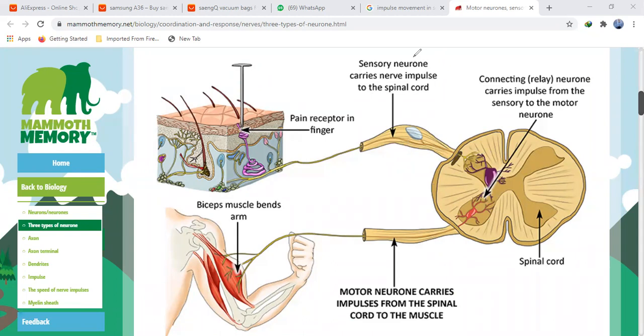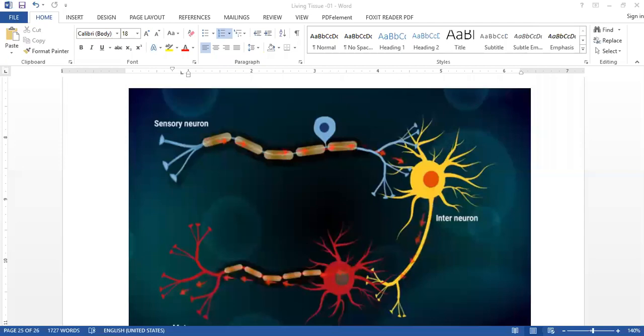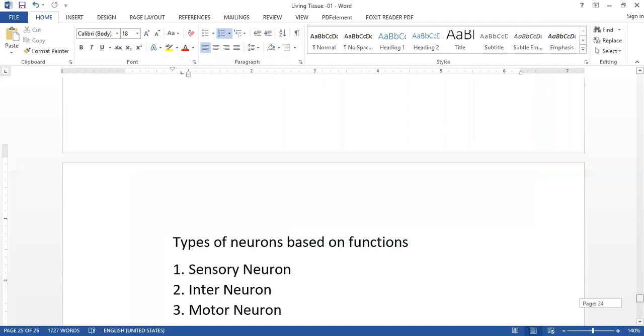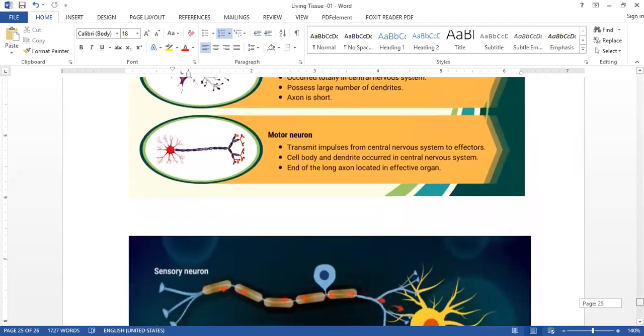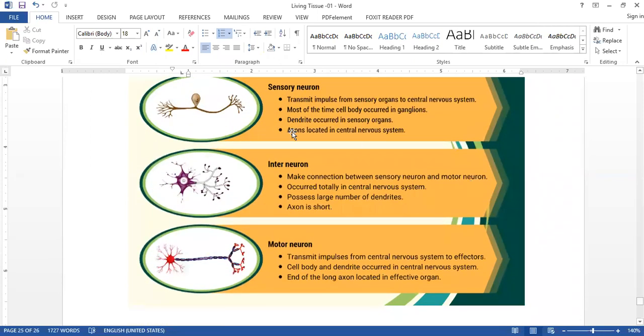So what I'm saying are the features of this sensory neuron. Most of the time the cell body occurs here, the dendrites occur in sensory organs, and the axon is located in the central nervous system, which could be the brain or spinal cord.